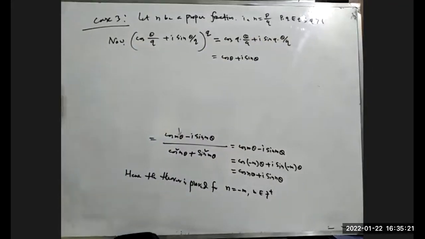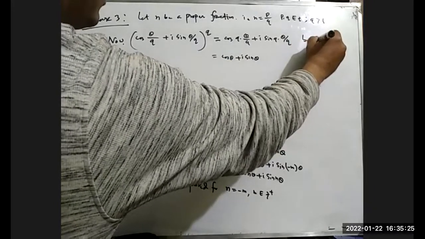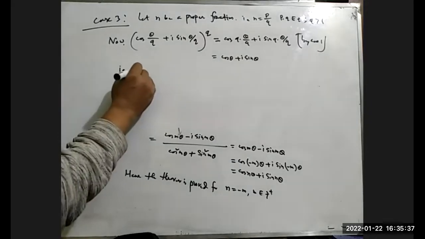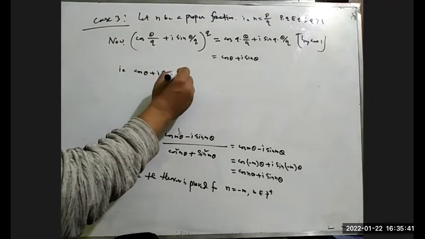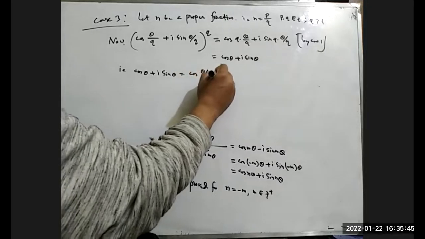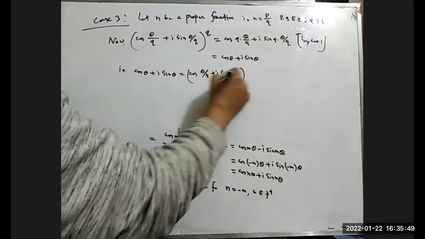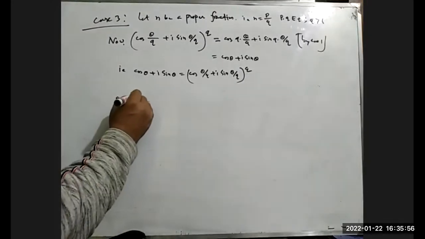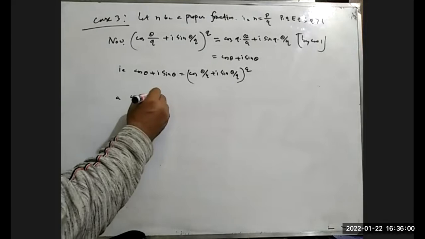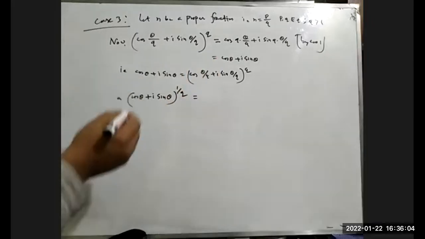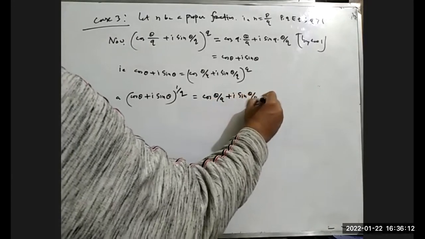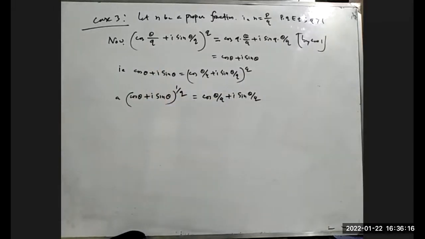Q will be cancelled. This is by case 1. So this equals cos theta plus I sin theta. That is, we get cos theta plus I sin theta equals cos theta by Q plus I sin theta by Q to the power Q. Now taking qth root on both sides, cos theta plus I sin theta, it will become cos theta by Q plus I sin theta by Q.